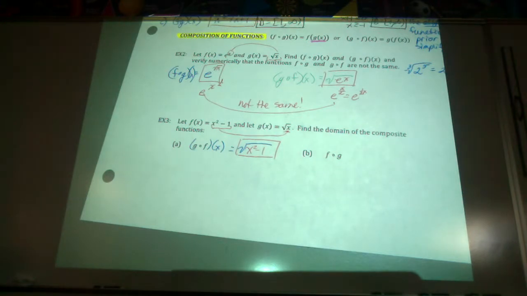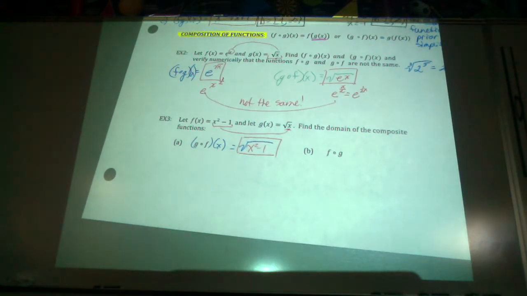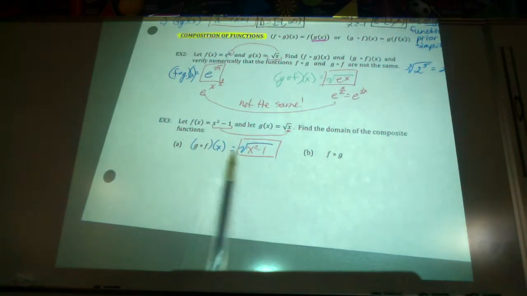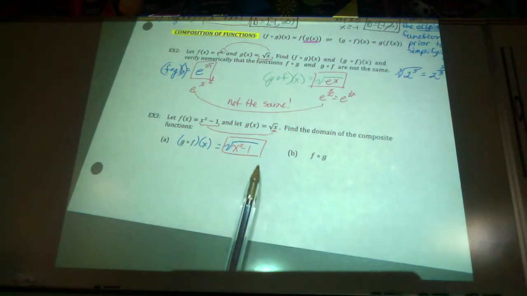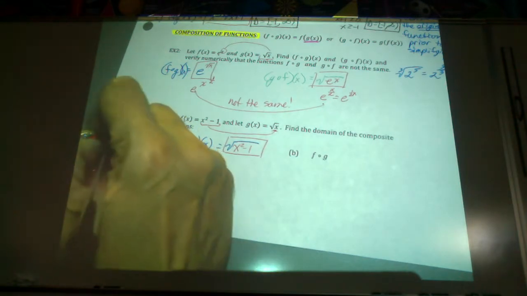No, I can't pull out an x. That doesn't have an x. You cannot take the square root of x squared and take it out front because there's a subtraction sign. It has to be all multiplication before you can take the square root.